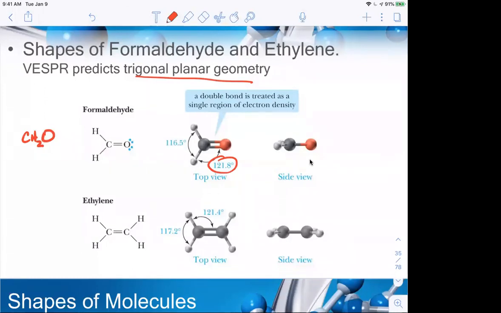But in these situations, I don't really have to know what those angles are; you wouldn't know those experimentally.